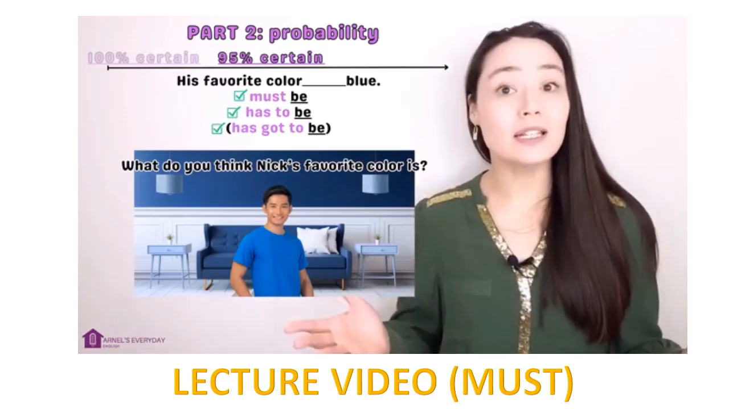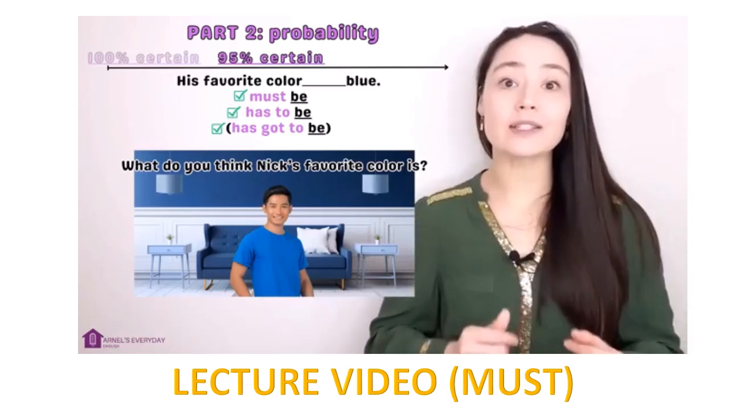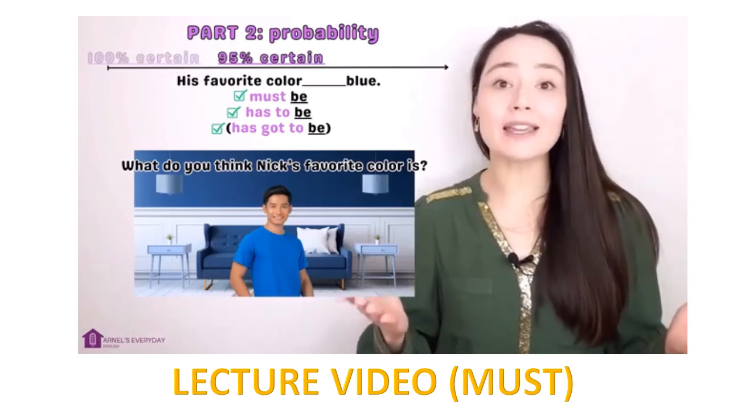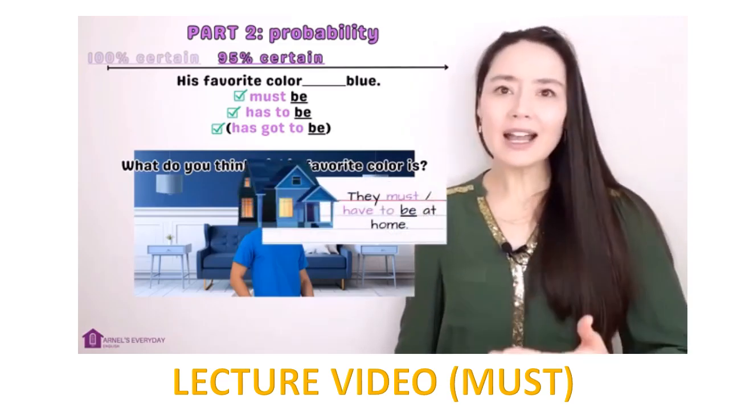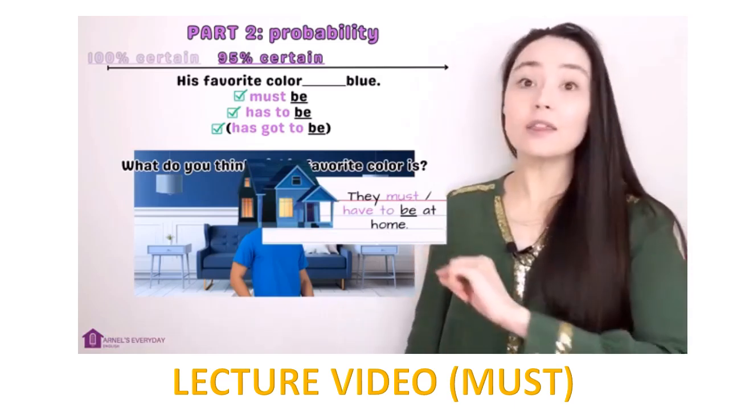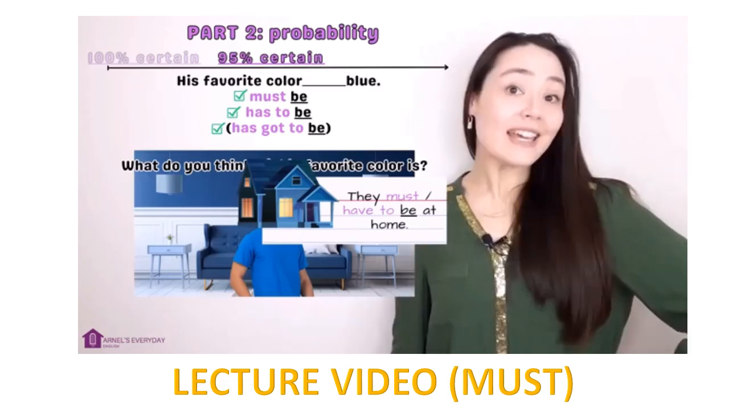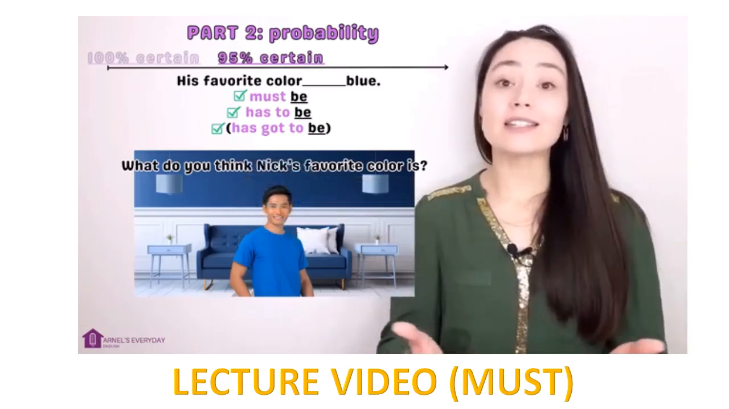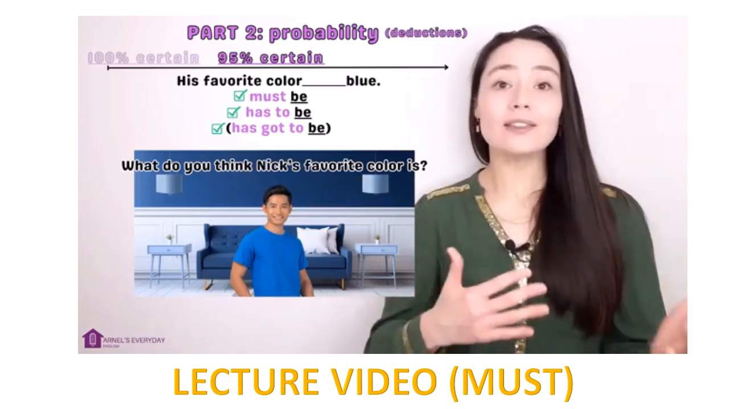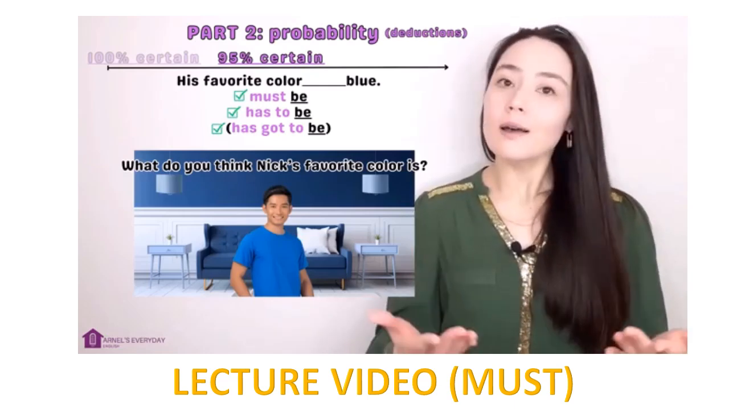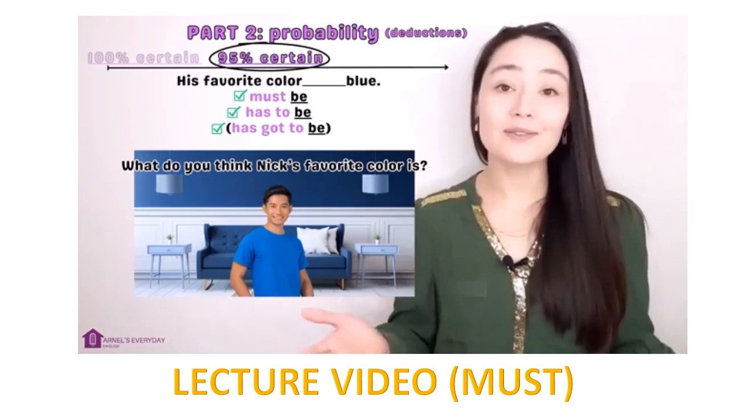This is what probability is. When we look at the evidence around us, we feel very strongly about something. It's like the very first example I gave you in this lesson. They must be at home. I don't know that. I didn't see them inside, but their lights are on. They must be at home. They have to be at home. In your grammar books, you might see the term deductions. This is the same thing. When you look at a situation, you look at the evidence and you come to a conclusion. But again, you're about 95% sure. You don't know this is an absolute fact.